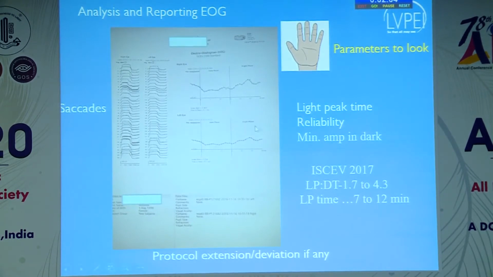Second, how do the waveforms look? So this is a sinusoidal plot. Normally, when the peaks and troughs are connected to each other, the waveforms take this shape. And finally, the light peak and the dark trough, the light peak time and the Arden ratio.